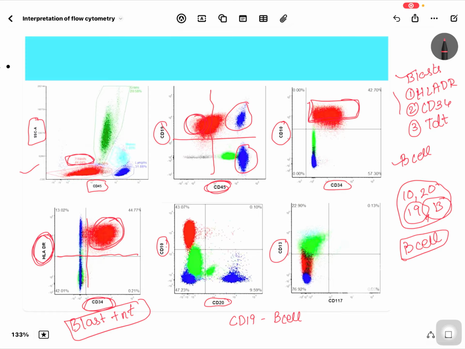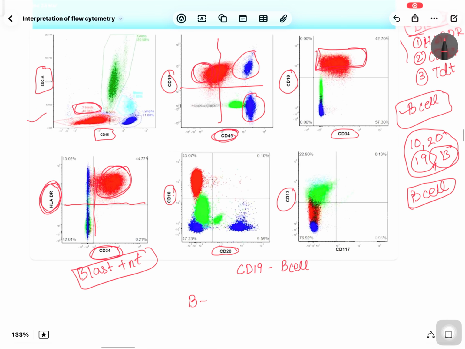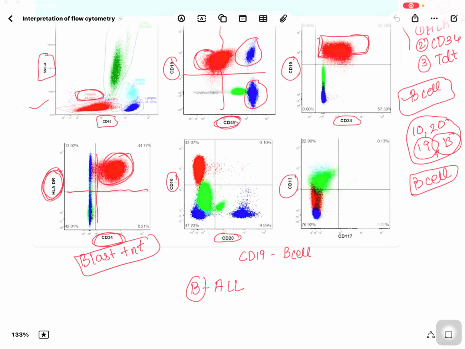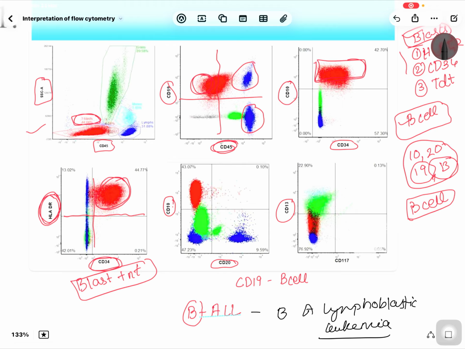So is there any other lineage, like myeloid? No. Is there any specific pattern marker? No. So I'm finding a lot of blasts and these are B cells. So what is my answer? My answer is B. So what is my diagnosis? My diagnosis is B-ALL. What do you mean by B-ALL? B type of acute lymphoblastic leukemia. Okay, so this is my interpretation of the first one.